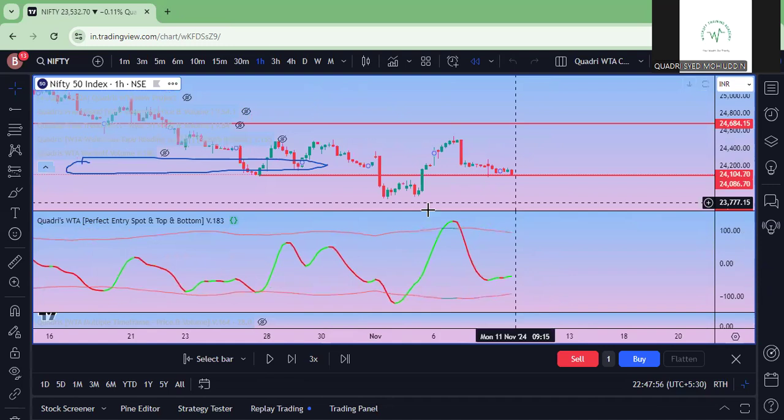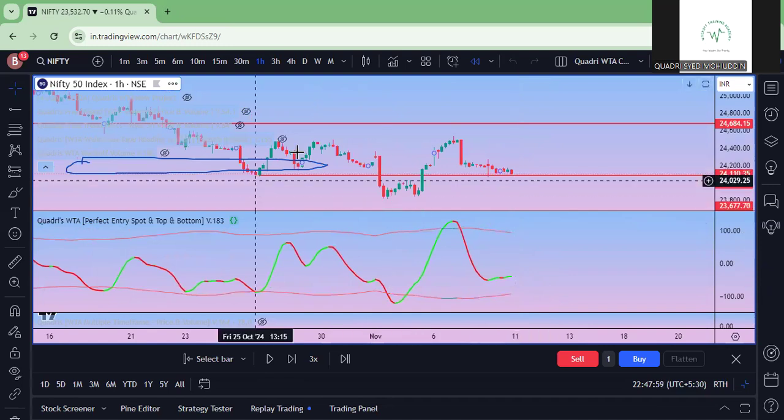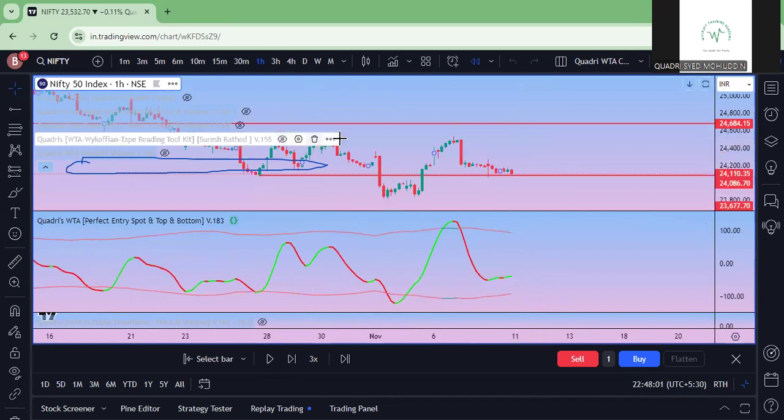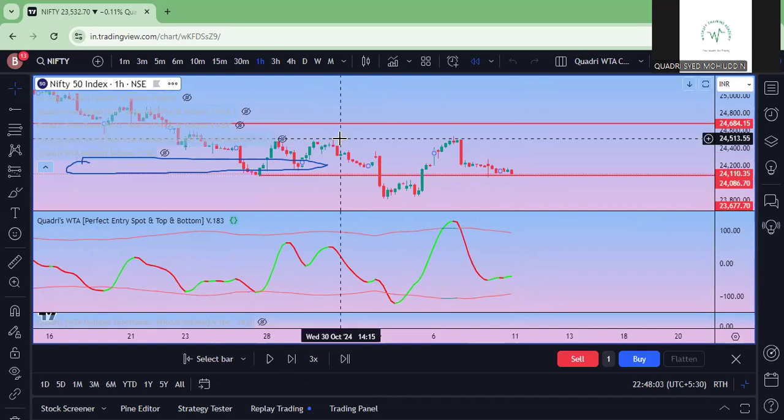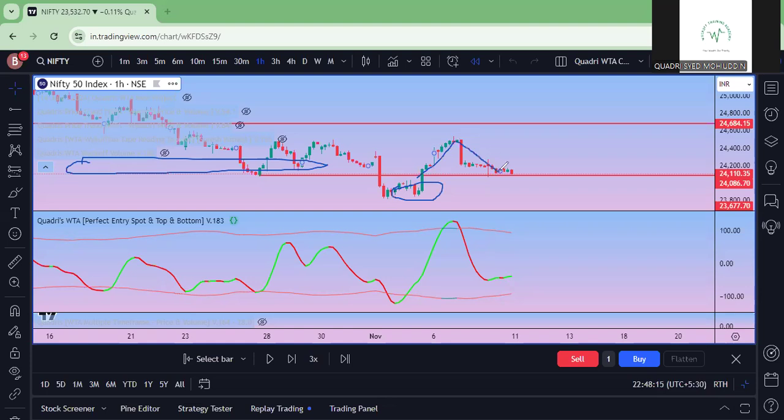Now here, this level resulted in price reaching up to this mark, and then after that this breakdown, and this level resulted in this one, and then we are coming back. But here also you can see we got a top, we got a bottom, we got a bottom. So two bottoms and one top.